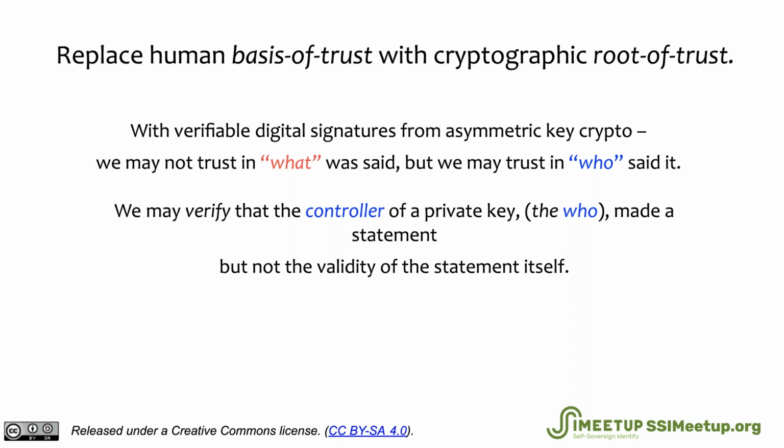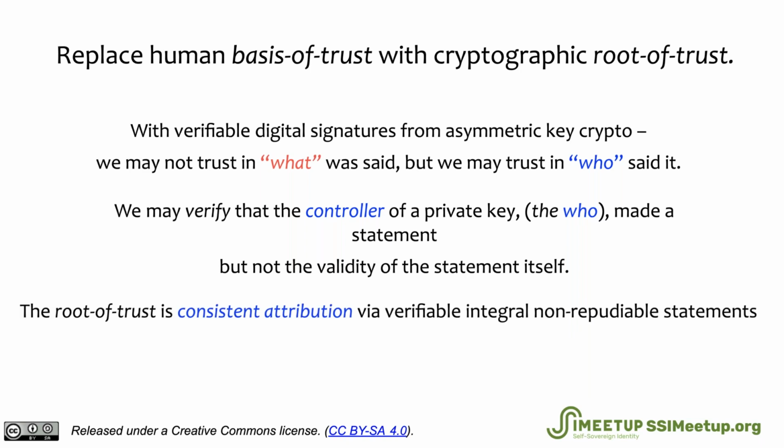So we can digitally sign something, and we know that the controller of the private key made the statement, but we don't know that the statement itself was valid in any way. We just know that we can make attribution to the controller of the private key. And so the root of trust is consistent attribution via non-repudiable statements from the digital signatures. That's all we have to start with.